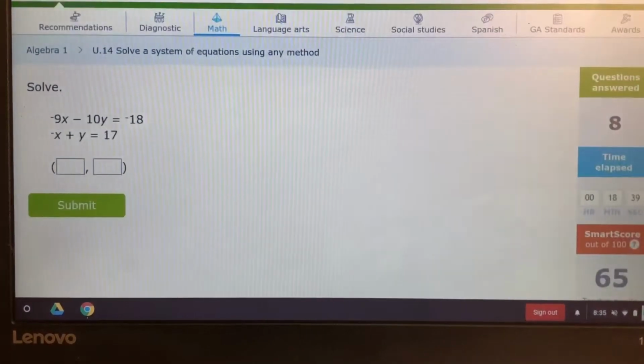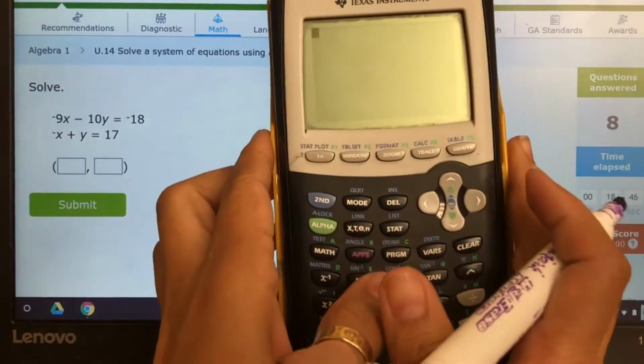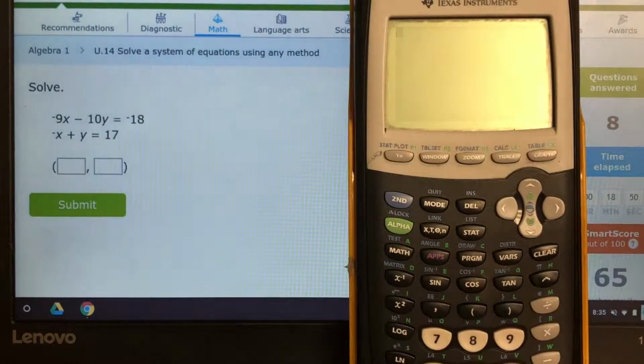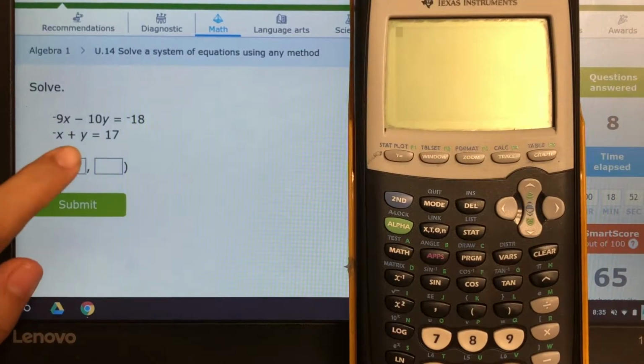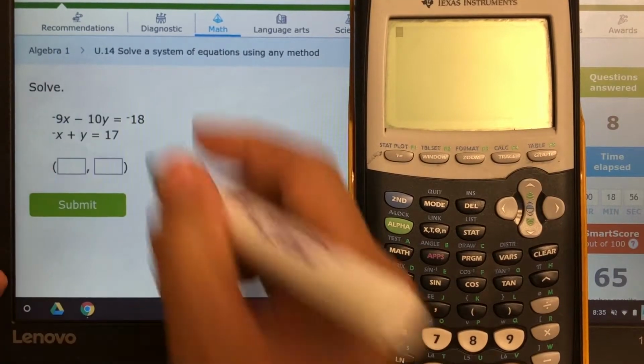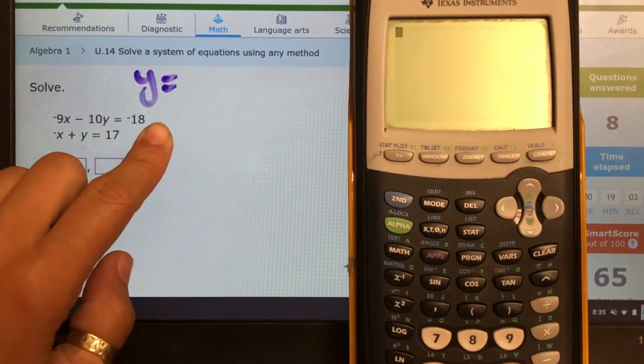Now, I'm going to show you how to do this with a calculator, okay? With a calculator you're going to have a little estimation, but I'm going to show you anyway because it's going to be fast. In order to put it in the calculator, you must always make this y equals. This is the work that you need to do for the calculator, okay? You must make it y equals.